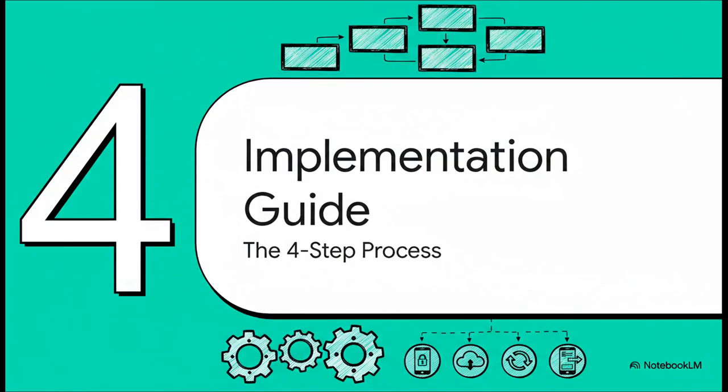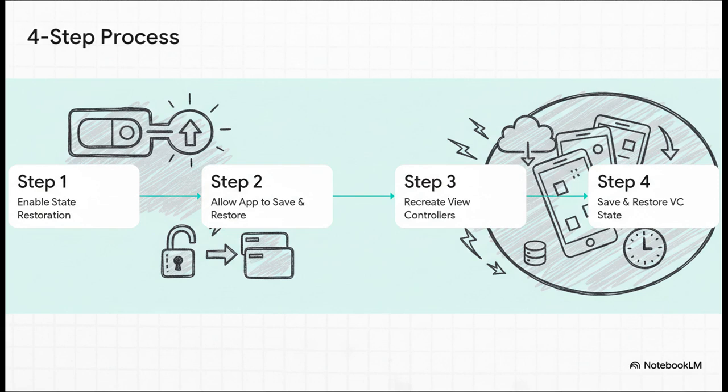Okay, so how do we actually put this partnership into action? Let's get practical. It's a really straightforward four-step process. Here's our roadmap. First, we enable the feature. Second, we give the app the green light to actually save and restore. Third, we teach the app how to recreate our view controllers from scratch. And finally, the most important part, we handle the specific data for each screen.